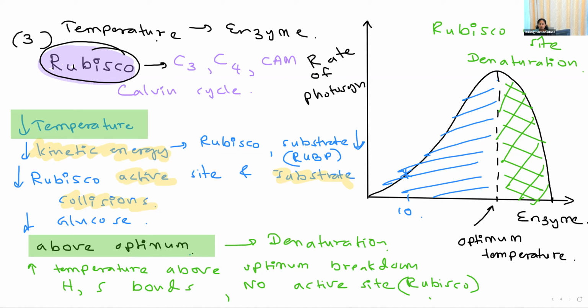So if I go beyond the optimum temperature, the enzyme Rubisco is going to denature, because high temperature is going to break down hydrogen sulfur bonds. So without the hydrogen and sulfur bonds, no active site. Rubisco is going to lose its active site, so the substrate can't bind, no product formation. Somehow write down the two keywords.